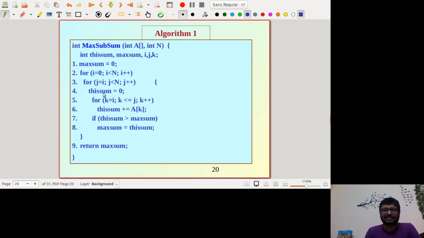Now, max sum holds the biggest subarray sum that we have found so far. If this subarray sum is more than max sum, you update max sum. And once you come out of the loop, you know that max sum holds the maximum subarray sum, which is what you return.